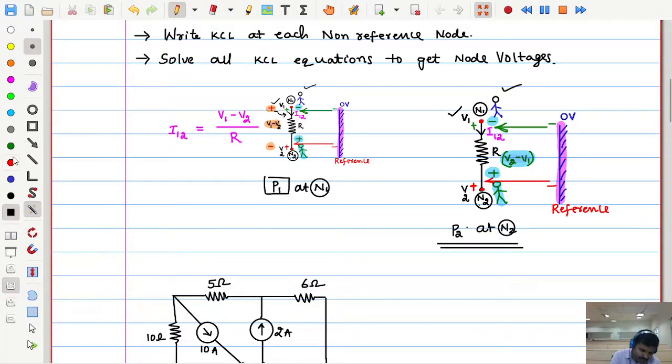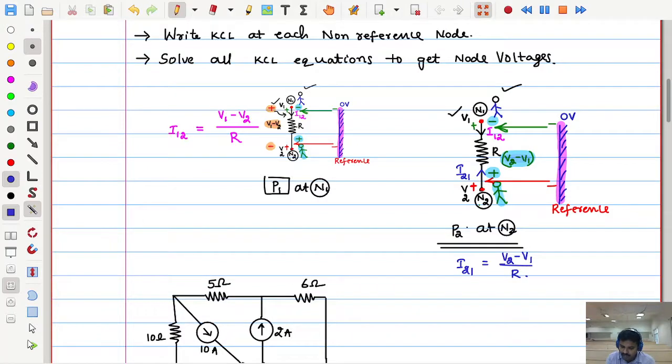Then in his point of view, the current through this resistor is 2 to 1, not 1 to 2. Then in his point of view, the current through this resistor is I21. If this is I21, what will be that value? V2 minus V1 by R. Try to see that. That depends on the person where he is sitting. Is he sitting at node N1 or node N2?